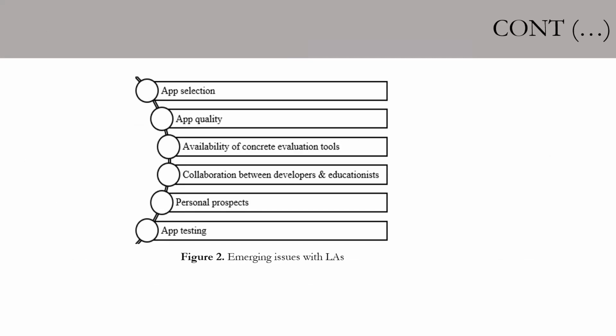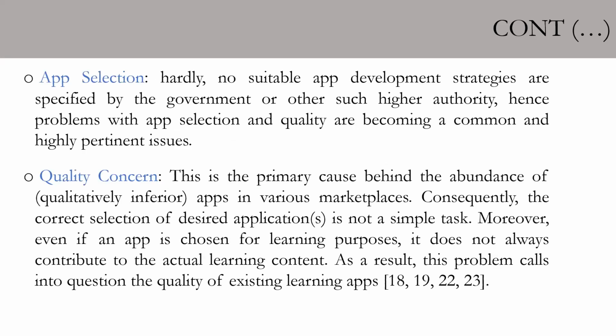Collaboration between developers and educationists, which is already seen. Personal prospectus and app testing. App selection: hardly any suitable app development strategies are specified by the government or other such higher authorities. Hence, problems with app selection and quality have become common and highly pertinent issues. Quality concern is the primary cause behind the abundance of apps in various marketplaces. Consequently, the correct selection of the desired application is not a simple task.